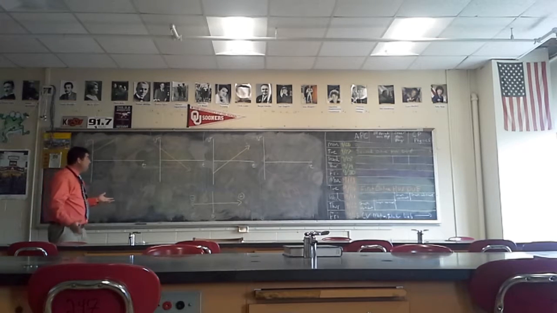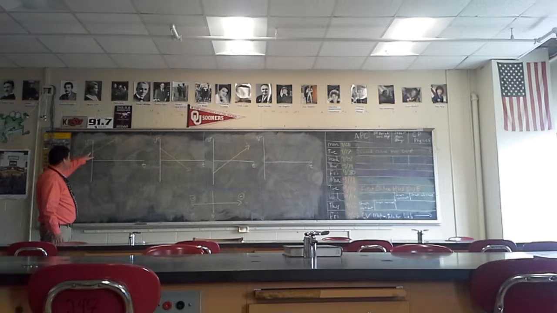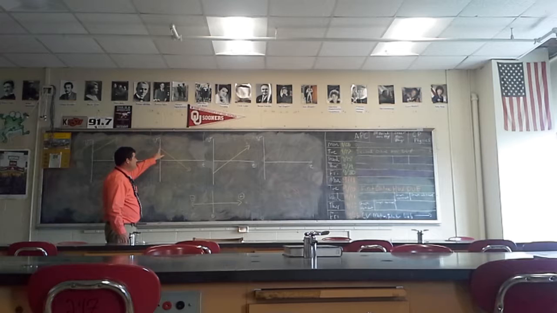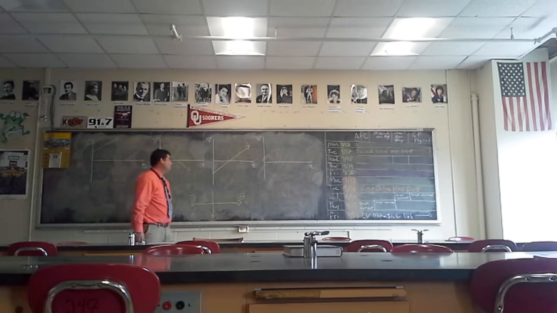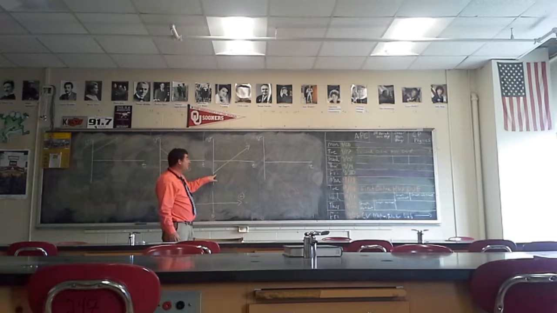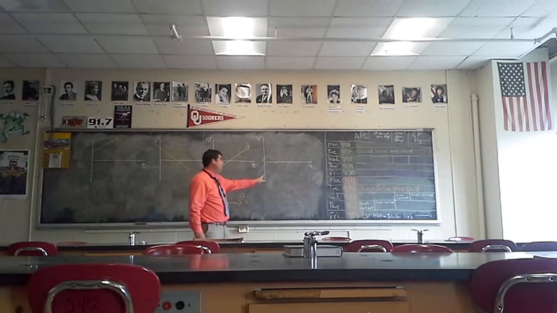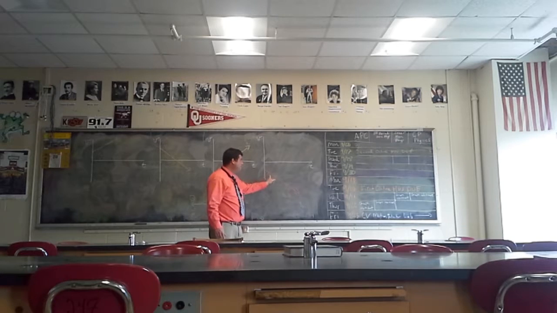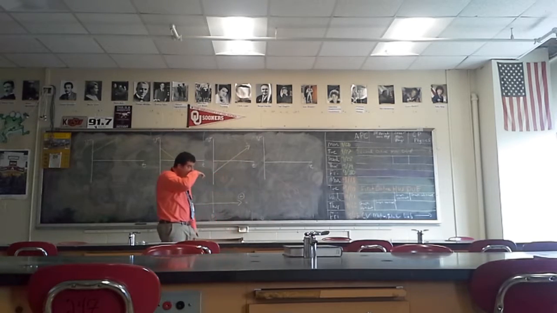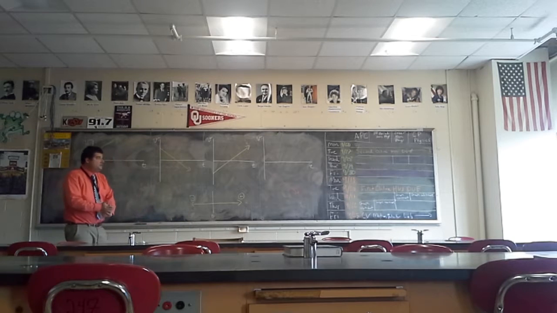The 4 graphs are as follows. There's a positive initial velocity, and there's a line with a positive slope. There's a positive initial velocity, there's a line with a negative slope crossing the t-axis. There's a line with a negative initial velocity and a positive slope crossing the t-axis. And then the last one is negative initial velocity, negative slope. So I asked you to predict what the motion would look like.